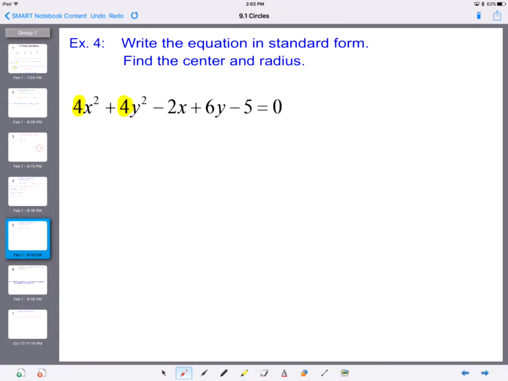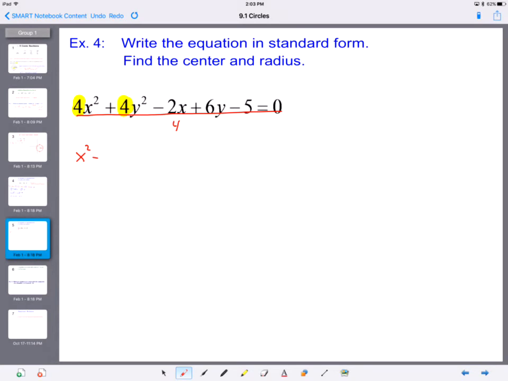Well, we can't complete the square with those values there. So we have to get rid of them. There's kind of one of two ways that we can do this. We can, you know, factor them out, okay? But in this case, they're both going to be the same anyway. So let's just go ahead and divide everything through by 4. Now it is going to create some fractions, but that's okay.